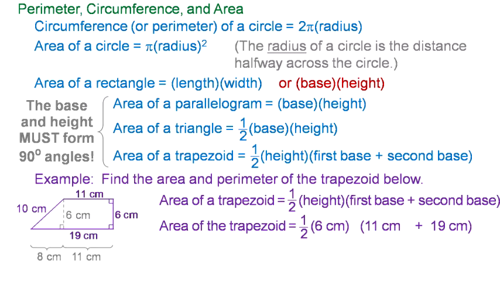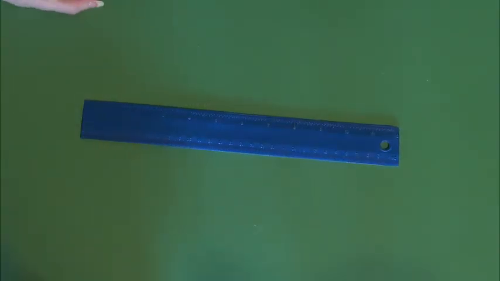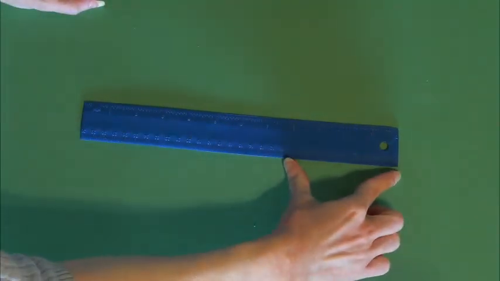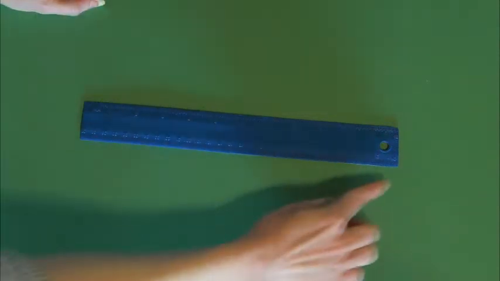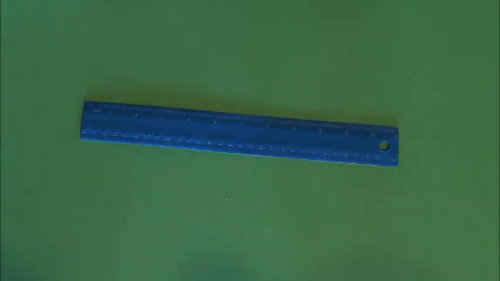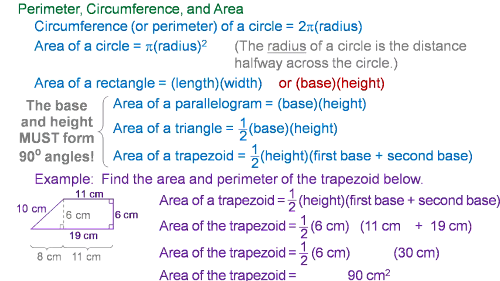That means that I can find the area of this trapezoid by performing the calculations that you see here. The parentheses tell me that I need to start by adding the 11 centimeters plus 19 centimeters. To see why this is 30 centimeters, let's look at the ruler. If I put 11 centimeters together with 19 centimeters, I should get 30 centimeters. To multiply 1/2 times 6 centimeters times 30 centimeters, I'll note that 1/2 times 6 times 30 is equal to 90, and that centimeters times centimeters is equal to square centimeters.